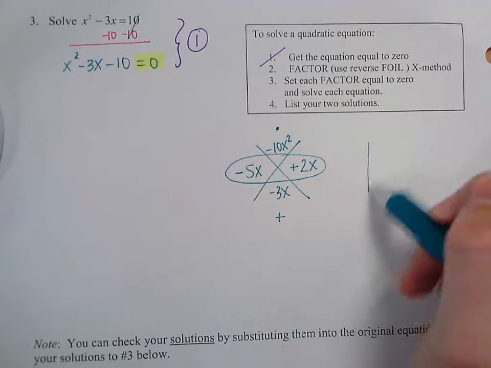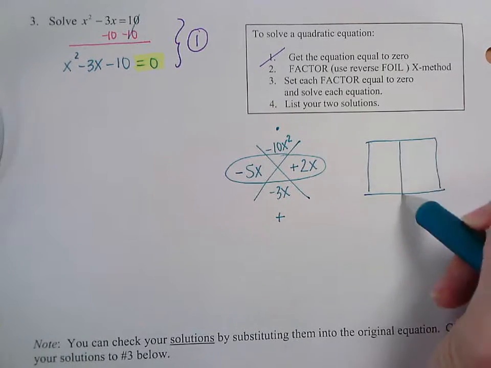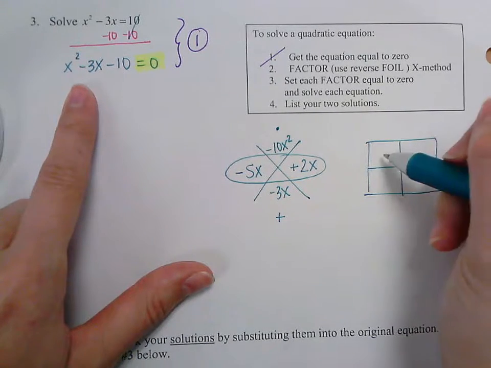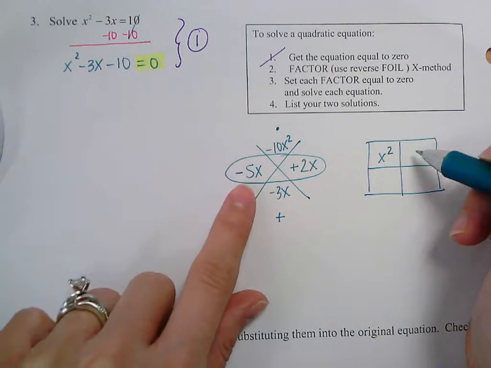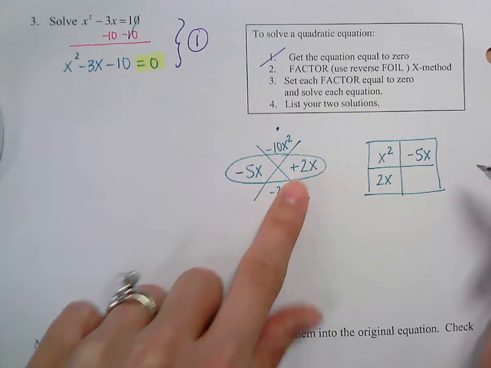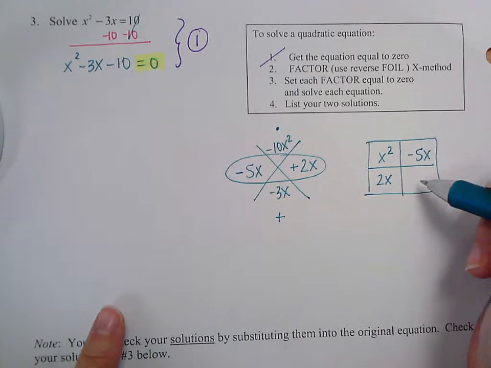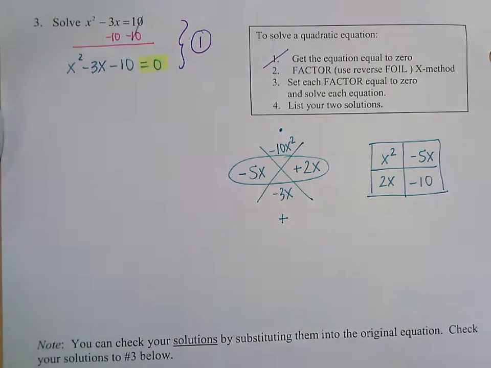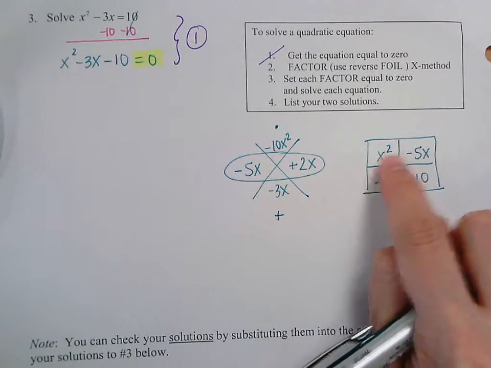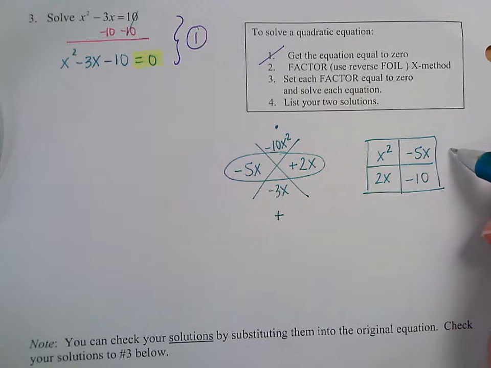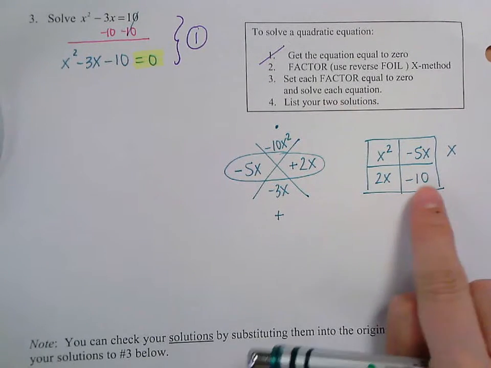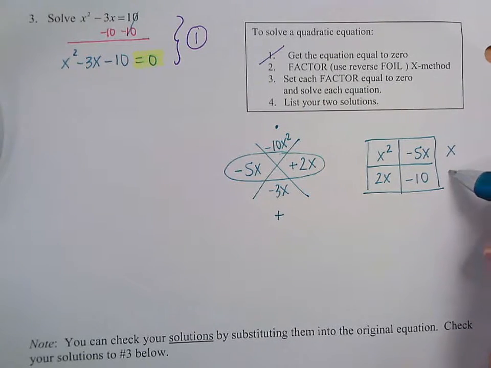Now set up the box. What do we put in the top left box? X squared. Then I have in one box negative 5x, in one box positive 2x, and then in the last box, negative 10. So going across, we'll go across the rows first. X squared and negative 5x. Take out the x, GCF. 2x and negative 10, 2.